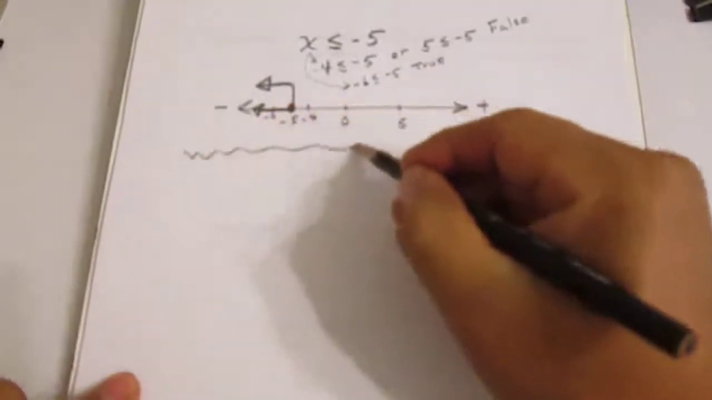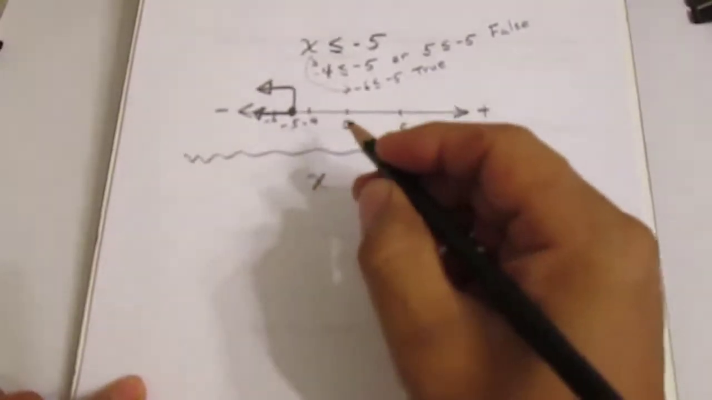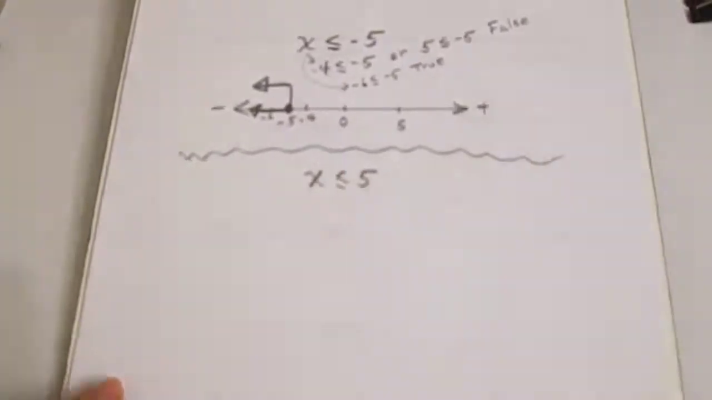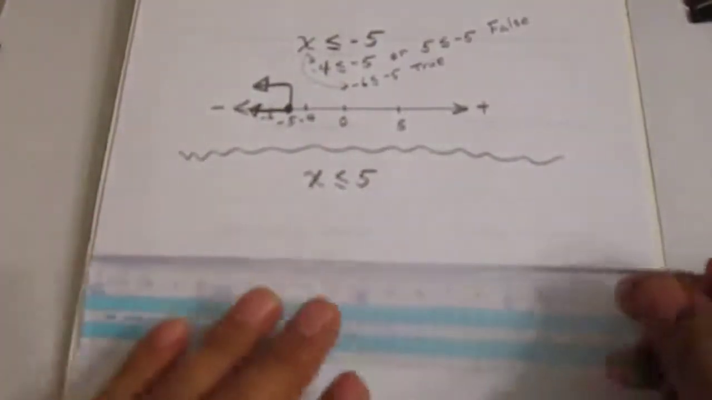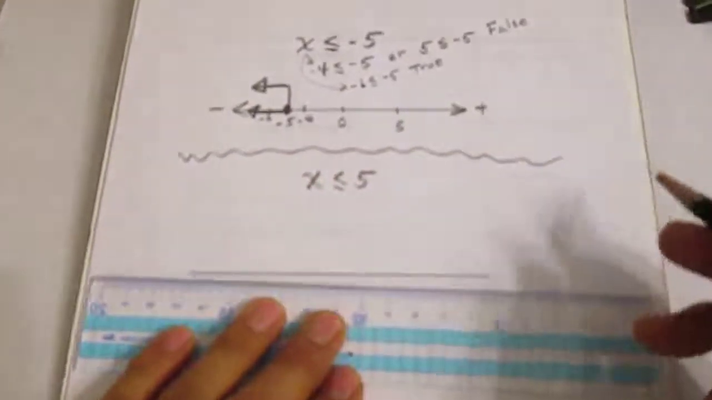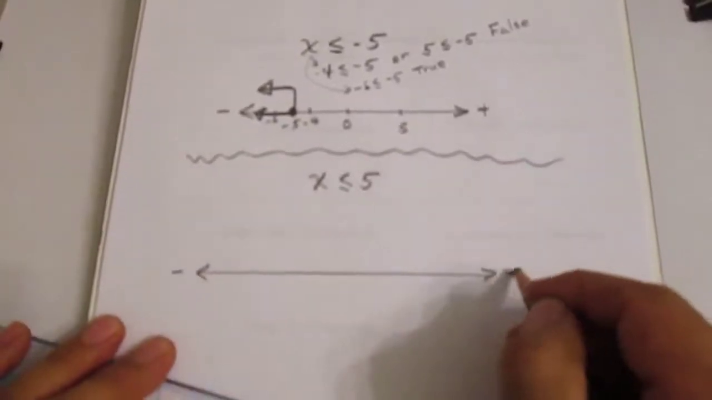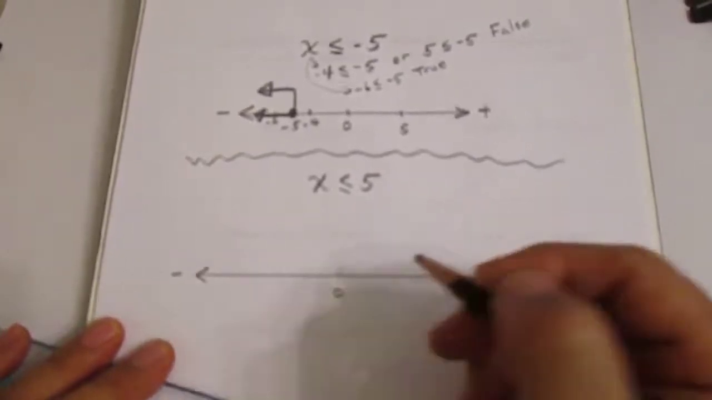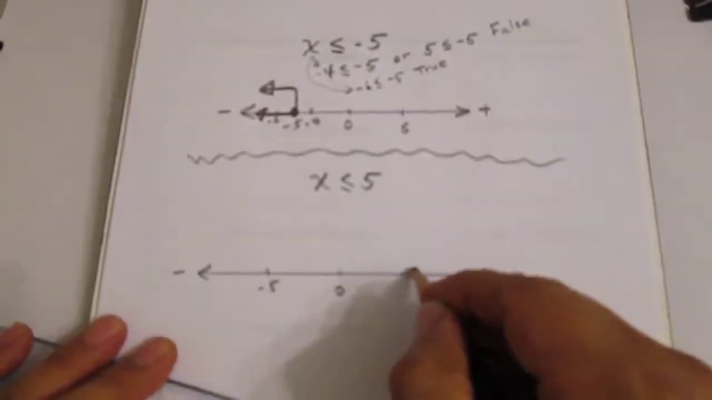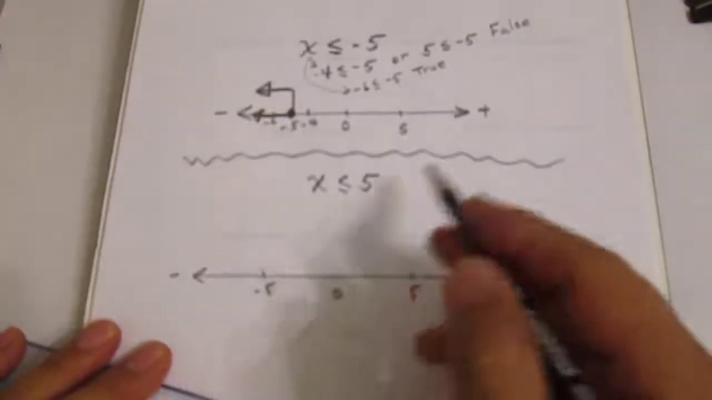So let's look at another one. x is less than or equal to 5. That's just to repeat the process and get used to this type of problem. So we have the negative direction, the positive direction, knowing that we have the 0 in the middle. We have the negative 5 and positive 5. In this case, again, we have the equal sign.